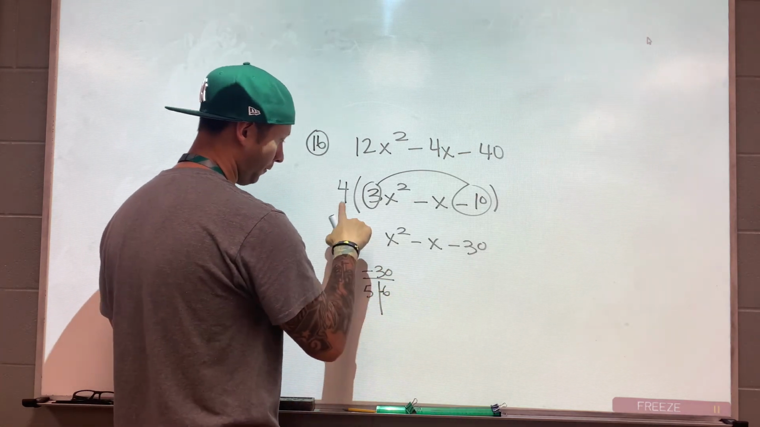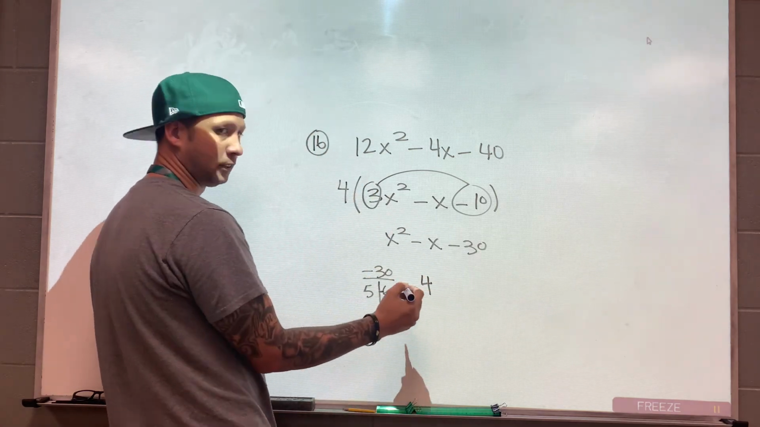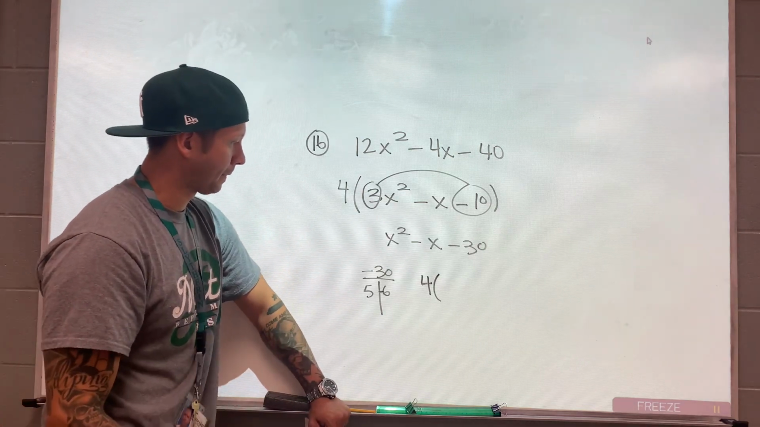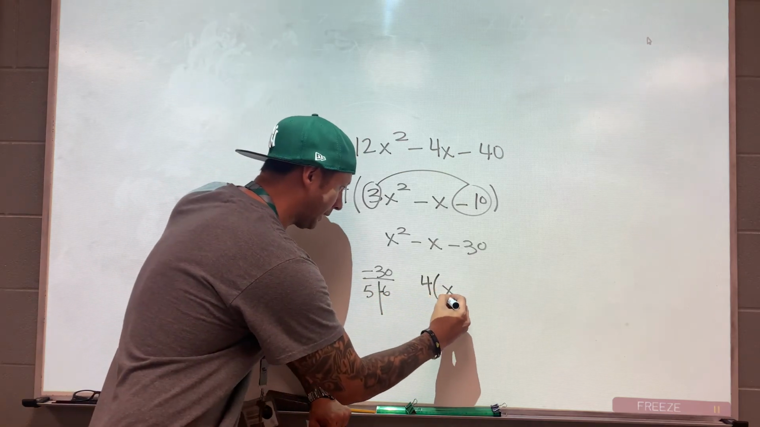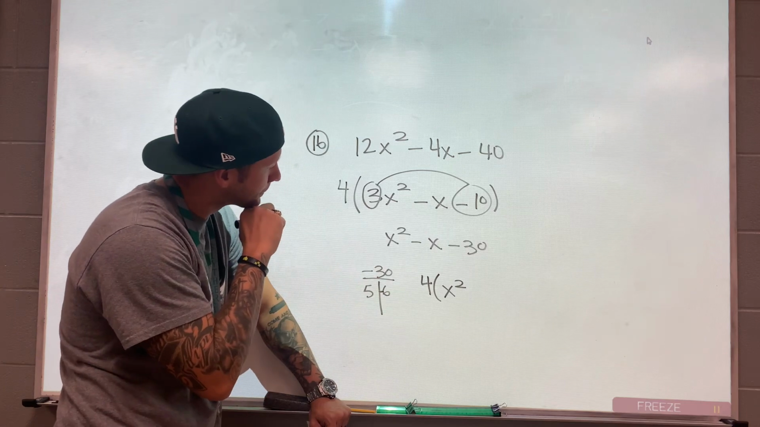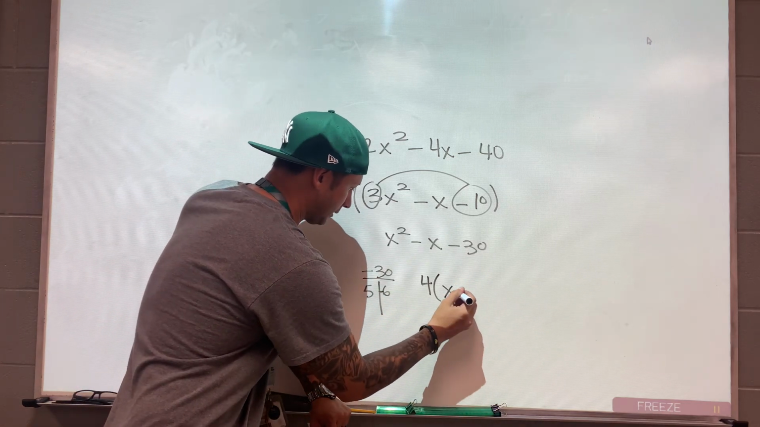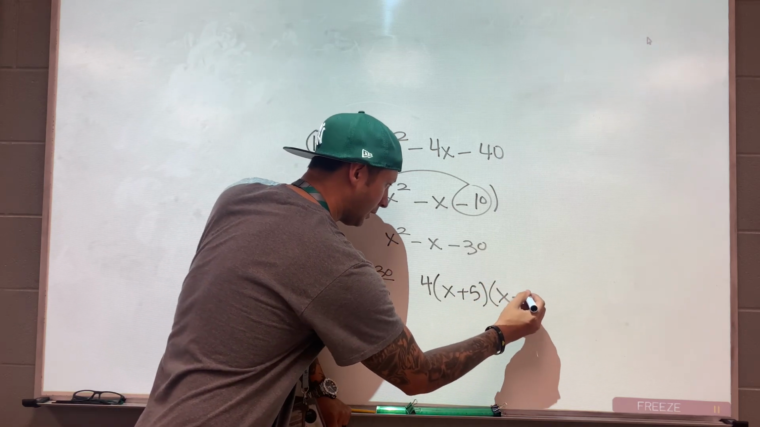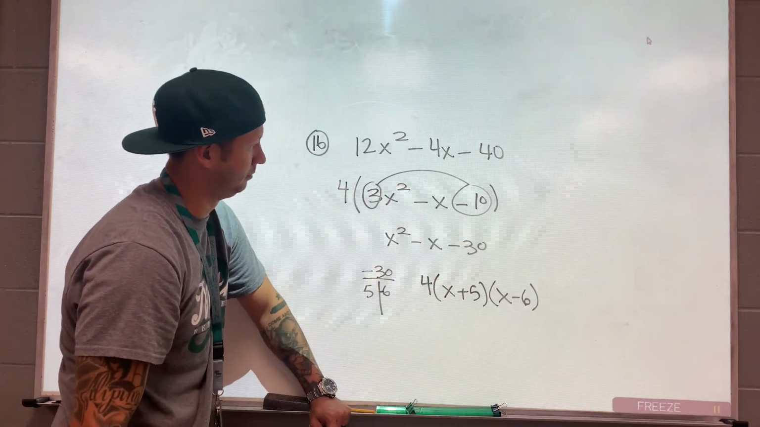So 4, right, this is the most forgotten about piece. So 4, where was I at? 4x squared (5 and 6). All right, lost my train of thought. x plus 5, x minus 6, right? Because these numbers just drop right in.